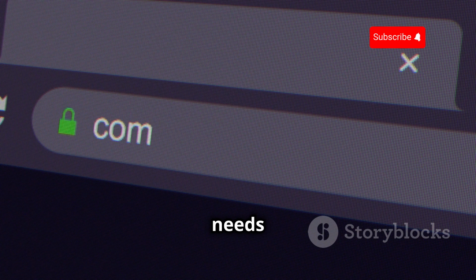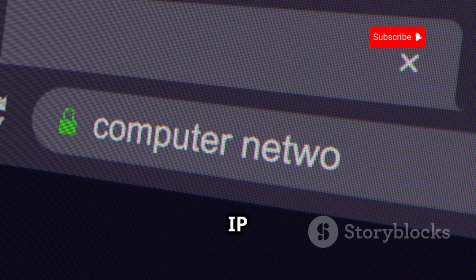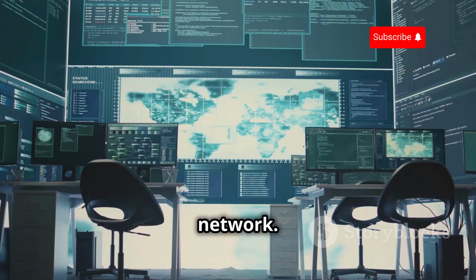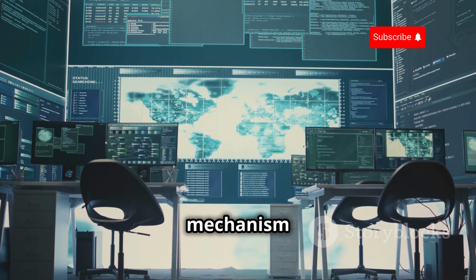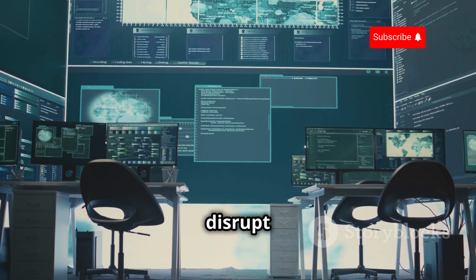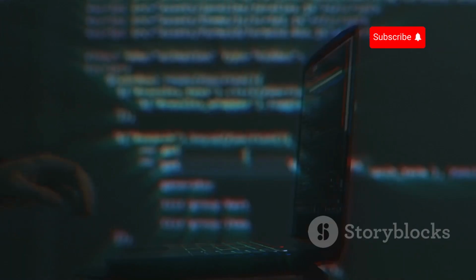When a device needs to find the MAC address associated with an IP address, it sends out an ARP request on the network. Understanding this fundamental mechanism of ARP is key to comprehending how ARP spoofing can disrupt network communication.